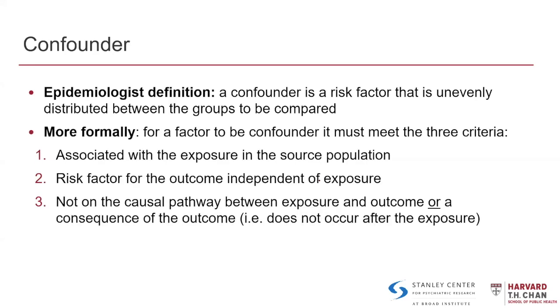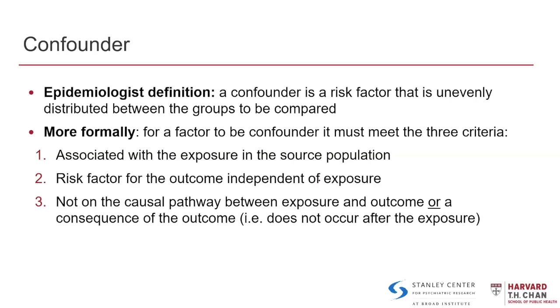So more formally, for a variable to be a confounder, we would define it in this way. It needs to fulfill 3 criteria. The first one is the confounder needs to be associated with the exposure in the source population.